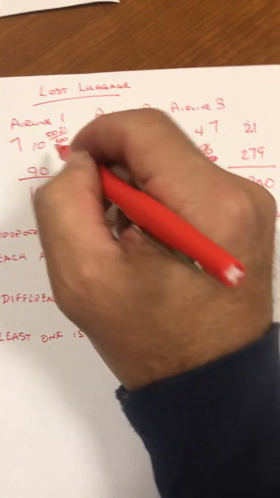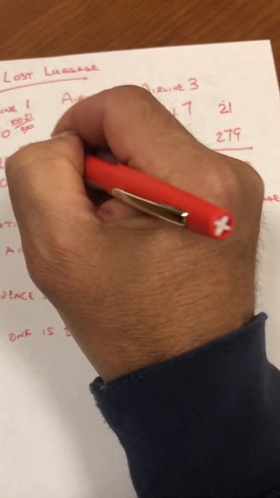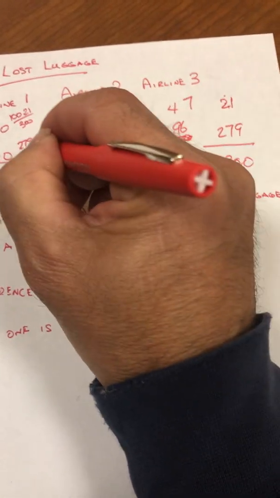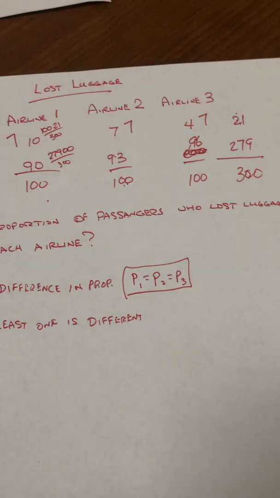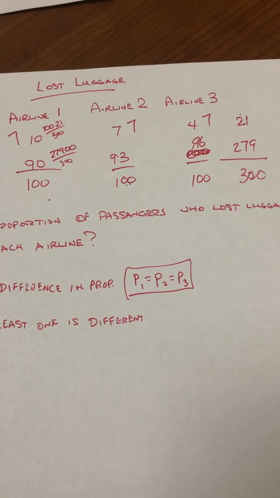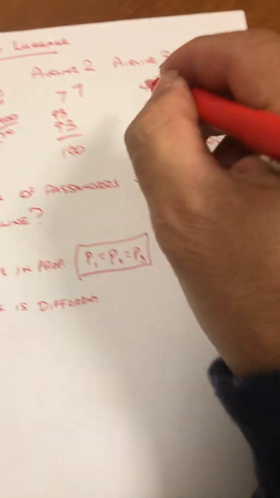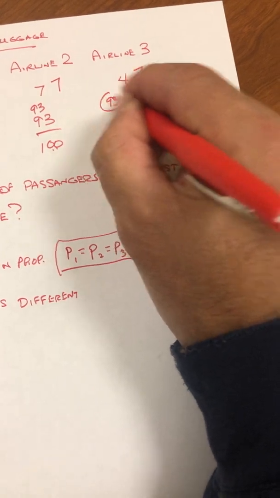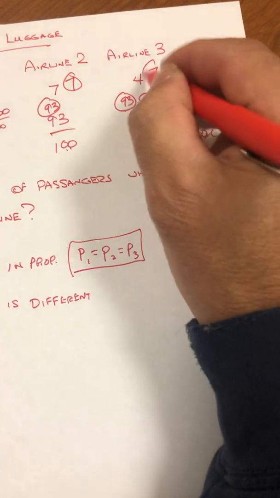279 times 100, and divide that by 300. Row total times column total divided by total gives me a value of 93. And that'll be true for all 3 of these as well. So those are my expected values for each of these.